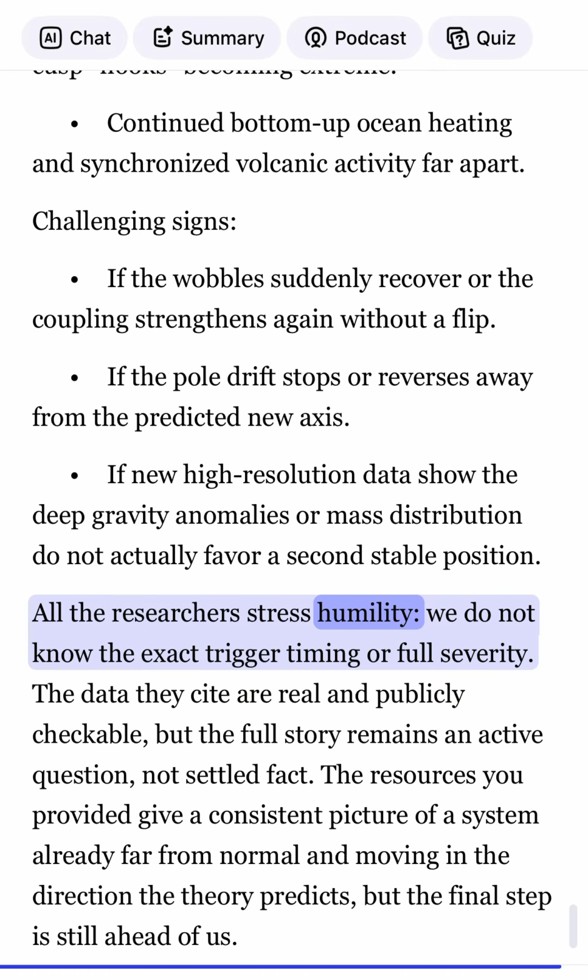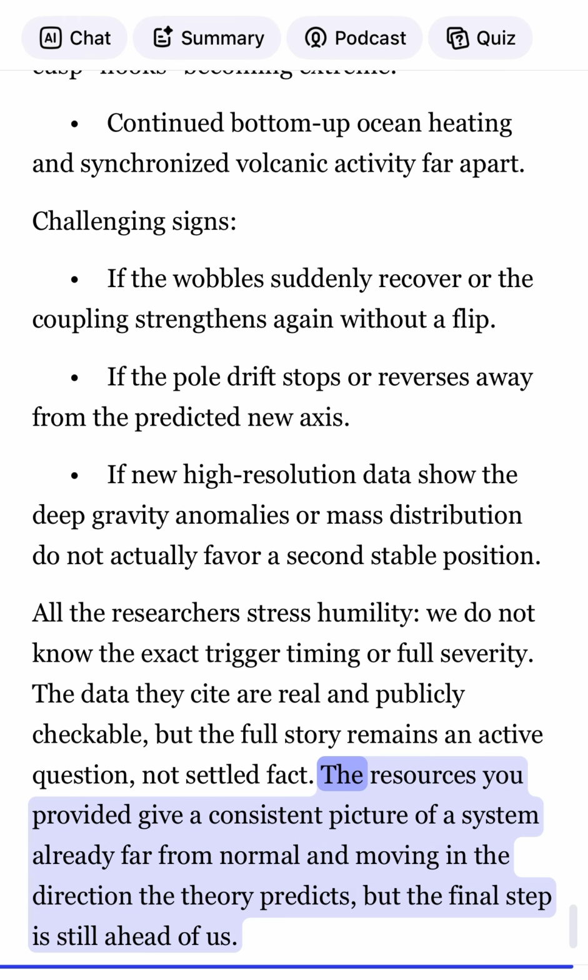All the researchers stress humility. We do not know the exact trigger timing or full severity. The data they cite are real and publicly checkable, but the full story remains an active question, not settled fact. The resources you provided give a consistent picture of a system already far from normal and moving in the direction the theory predicts, but the final step is still ahead of us.